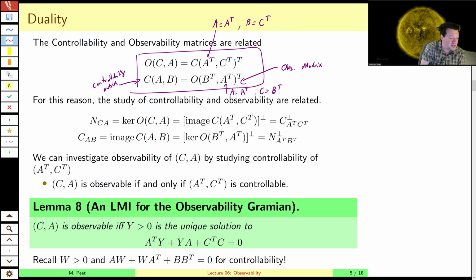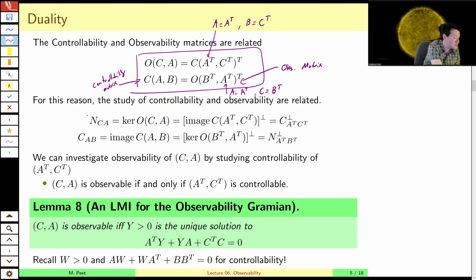And so we leverage those relationships, using what we were talking about on the previous slide, to show that controllability and observability, and the controllable subspace and the observable subspace, are really two sides of the same coin.